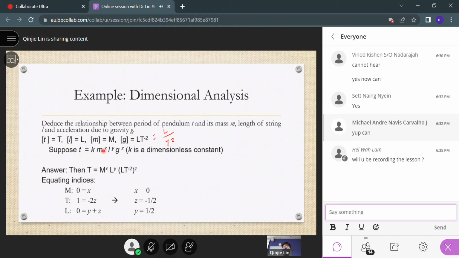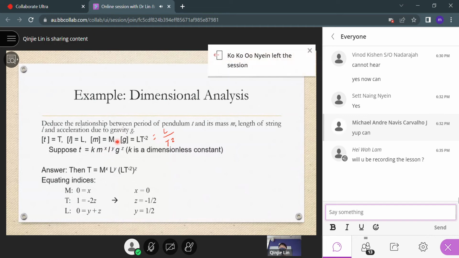So the question continues. They tell you, suppose T equals K times this whole expression over here, they tell you K is dimensionless. Dimensionless means K has no dimensions. It has no units at the back, okay? K is a dimensionless constant. So they ask you to solve for x, y, and z. This expression means K times m to the power x times L to the power y times g to the power z. So how to solve for x, y, and z? We will use dimensional analysis to solve for these values.